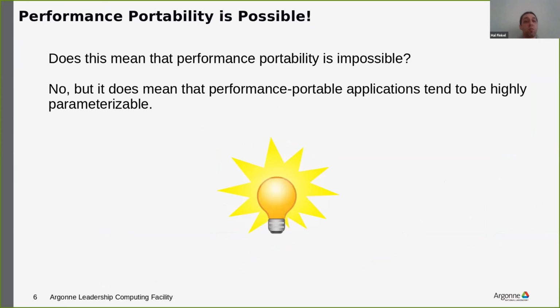Now, does this mean that performance portability is impossible? No, but it does mean that performance portable applications tend to be highly parameterizable. It tends to be the case that there's no one good answer for those various algorithmic trade-offs as you move from the scientific problem domain into the algorithmic domain. And so you need to be able to select different options for those trade-offs as you're targeting different machines, and even as you're targeting the same machine as you move between different problem regimes.